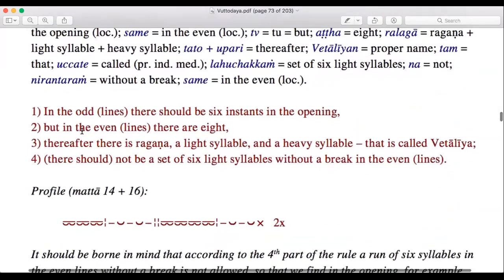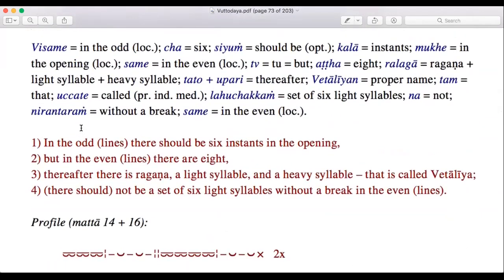So let's see the meaning of the verse. In the odd lines, what are the odd lines? First line and third line, odd lines. There should be 6 instances in the opening. Second point, in the even lines, second and fourth lines, there are 8. Third point, thereafter, there is ragana, a light syllable, and a heavy syllable. That is called Vetaliya. Fourth point, there should not be a set of 6 light syllables without a break in the even lines.